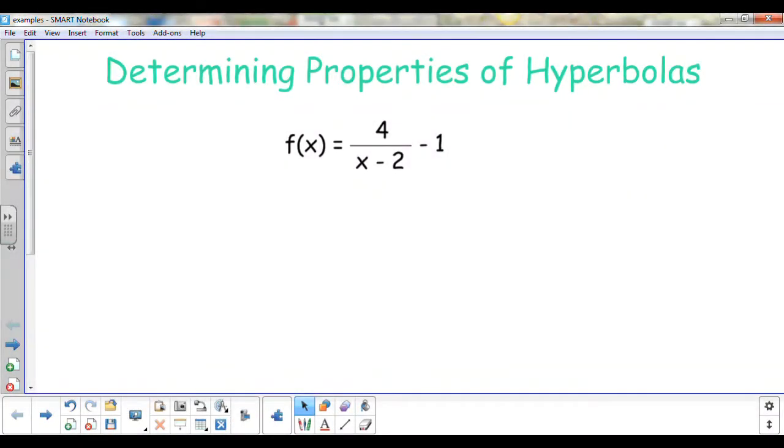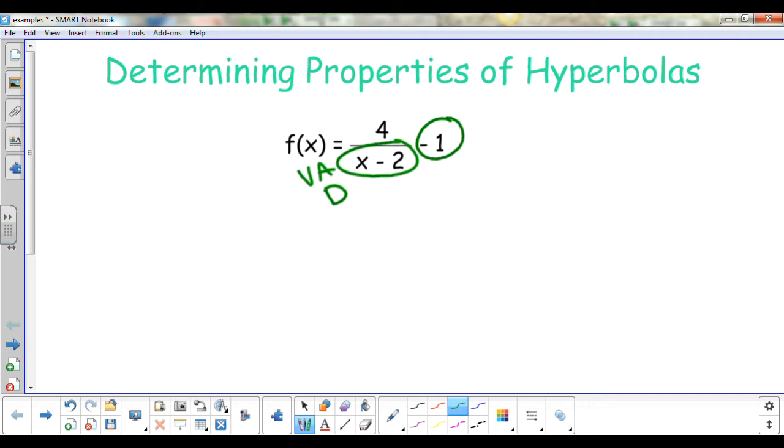When determining properties of hyperbolas, we can identify the vertical asymptote, the horizontal asymptote, the domain, and the range. So the vertical asymptote and the domain come from the denominator of the fraction, and the horizontal asymptote and the range come from the number that is being added or subtracted behind the fraction.